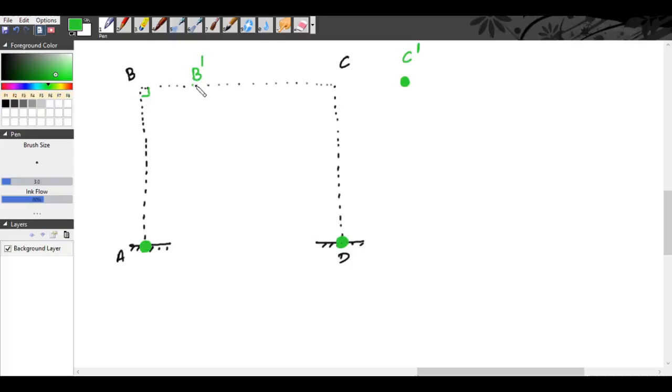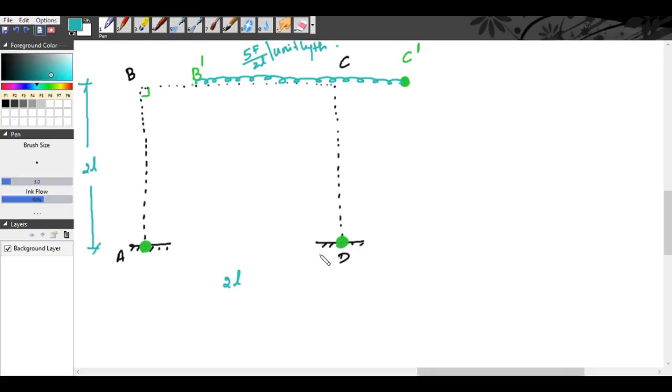Okay, now there is a UDL in the span BC. This UDL is 5F by 2L per unit length. Now this distance AB is 2L and the distance BC is also 2L.